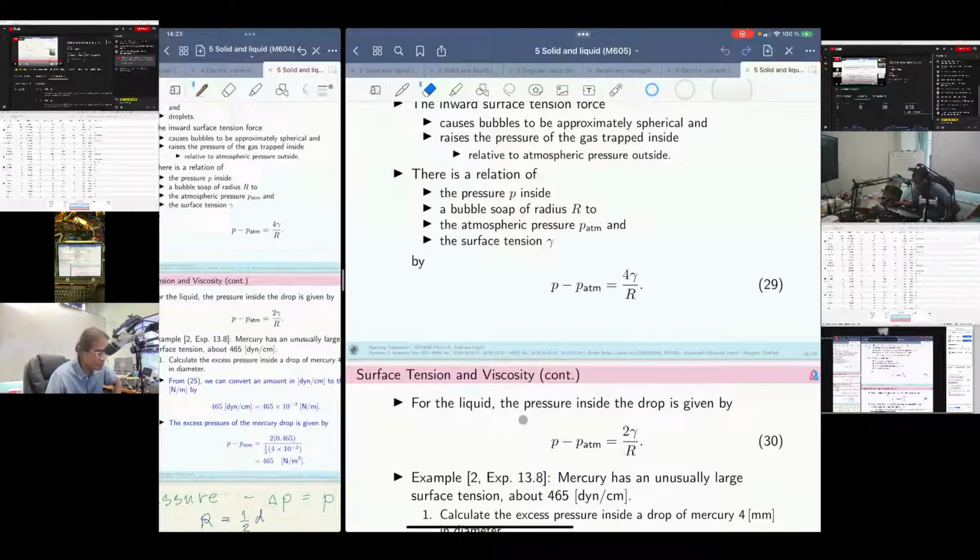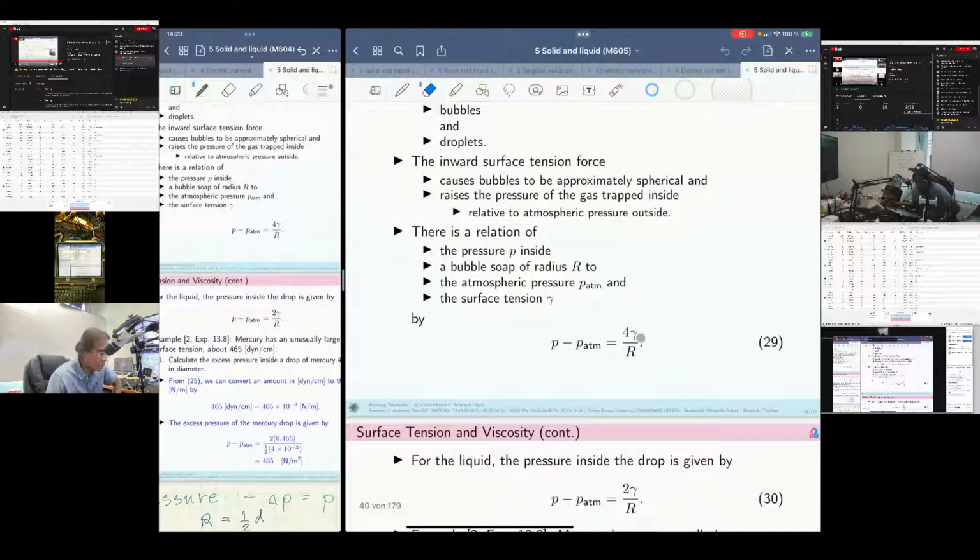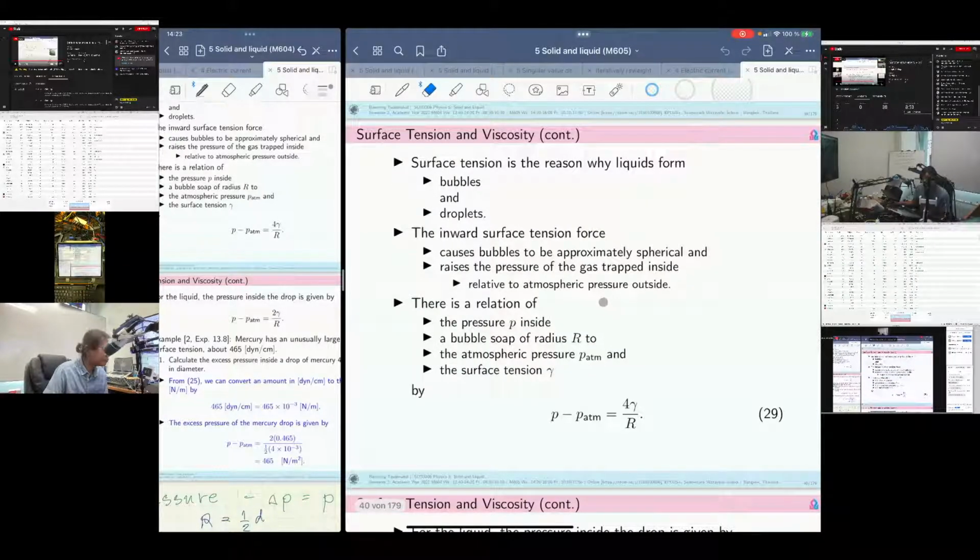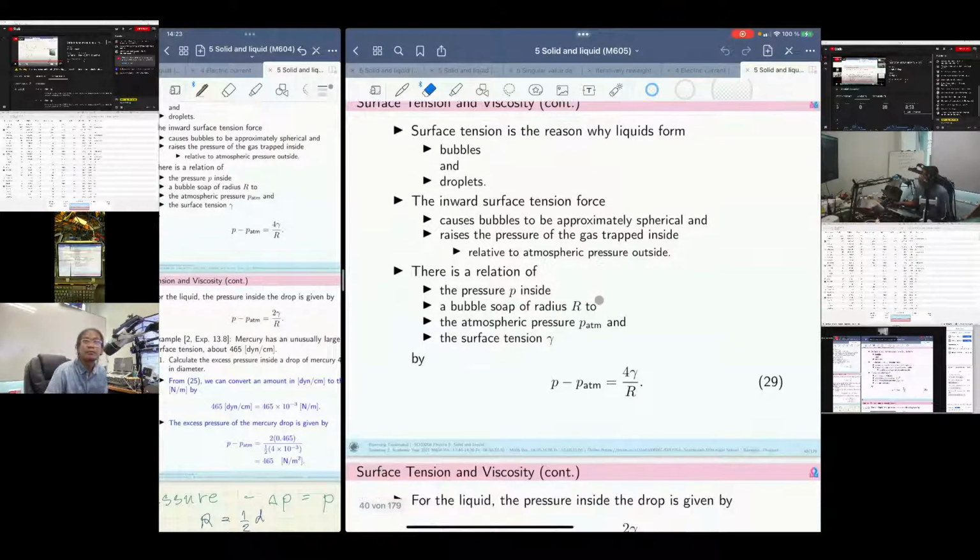And yeah, there are two formulas, 2 gamma over r and 4 gamma over r, right? And r is the radius of that, whether it's a bubble or the drop. And let's say if the drop is assumed to have the circular shape, okay, we're gonna have that. All right.